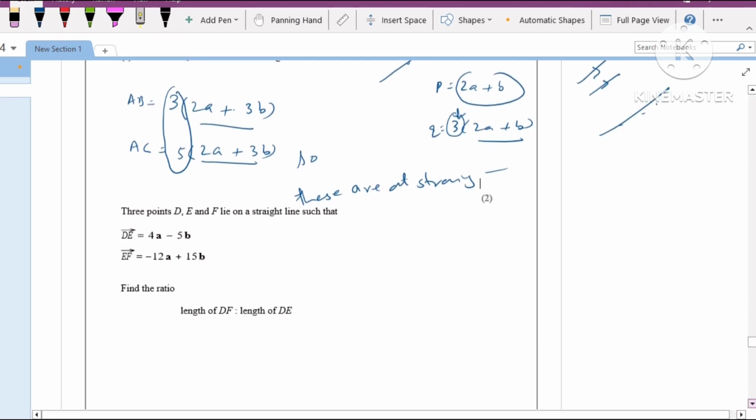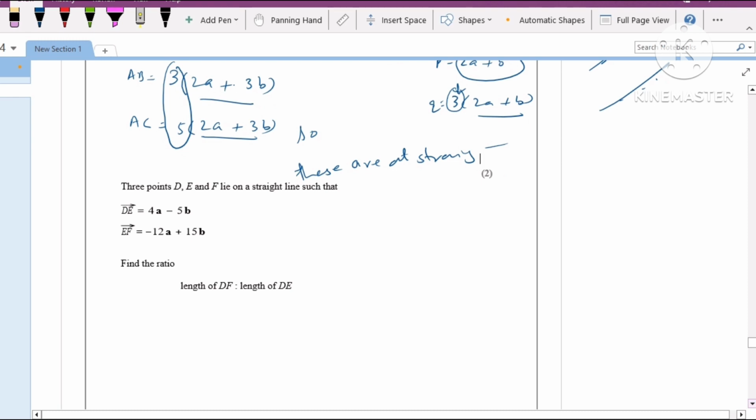The next part of this question is a little bit technical, but not too technical. The 3 points D, E, F lie in a straight line, and straight line means they must be scalar multiples of each other. Find the length of DF ratio length of DE.